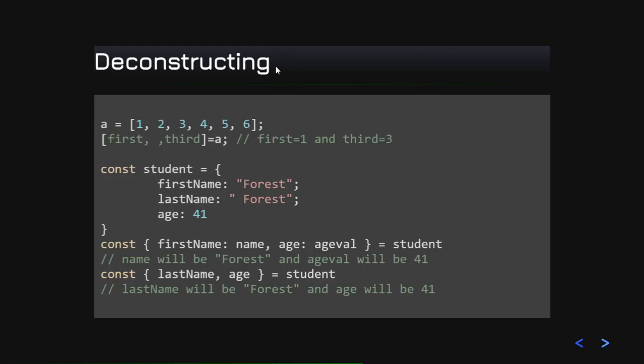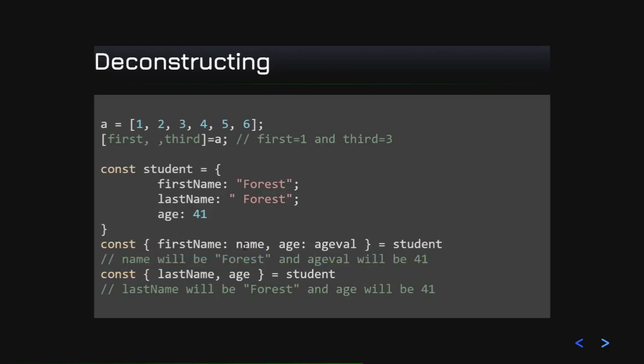Then we can do this with objects. So here we have a student object which has 3 properties: first name, last name, and age. We can destructure a student object by assigning to the variable name the value of the first name of this object, which is Forest, and we assign to the variable age_val the value of the age field in the student object. So name will be Forest and age_val will be 41.